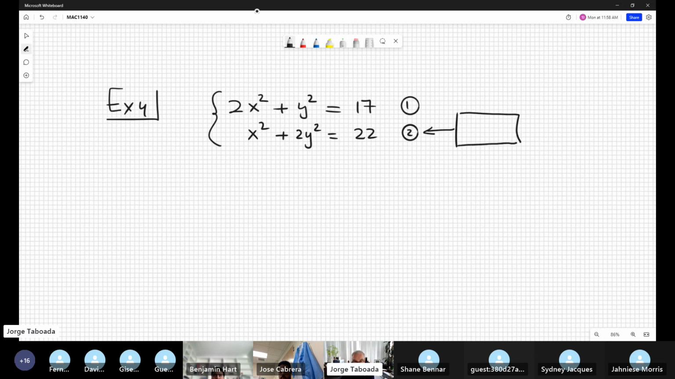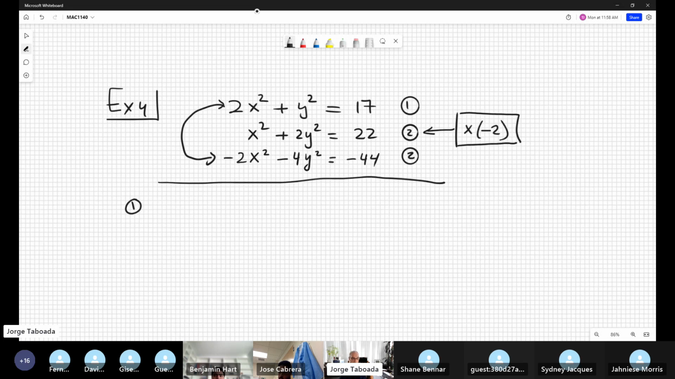Suppose that you multiply equation number 2 by -2. What is my intention? When you multiply equation 2 by -2, we have a new equation 2, equivalent 100%: minus 2x squared minus 4y squared equals minus 44, no? And this again is my equation 2. Basically, I am working with the original equation 1 and the new equation 2, which by the way is equivalent 100%, and you are adding equation 1 plus equation 2.